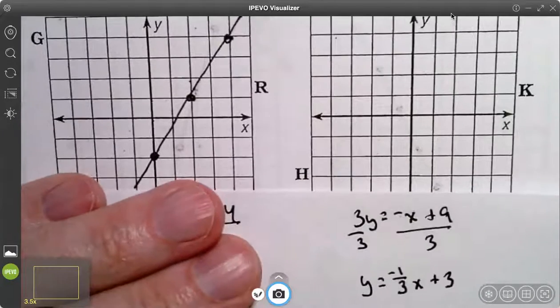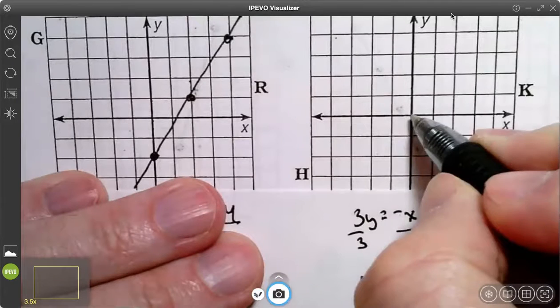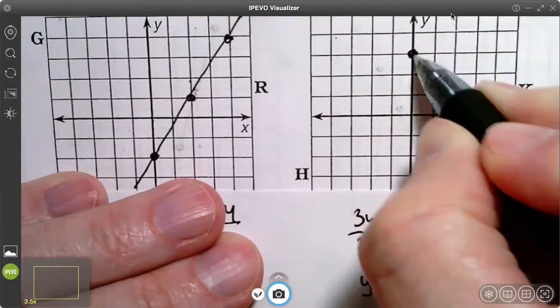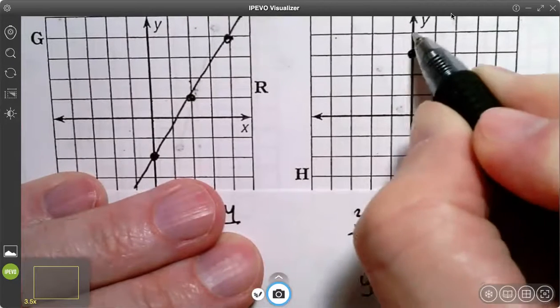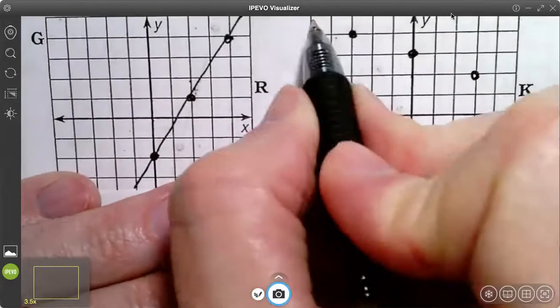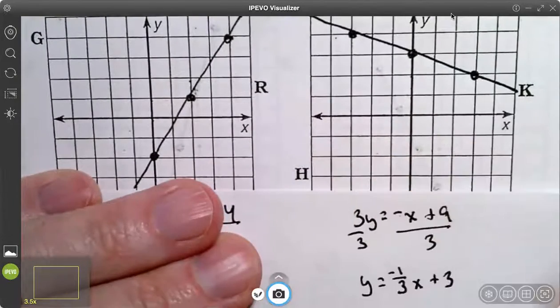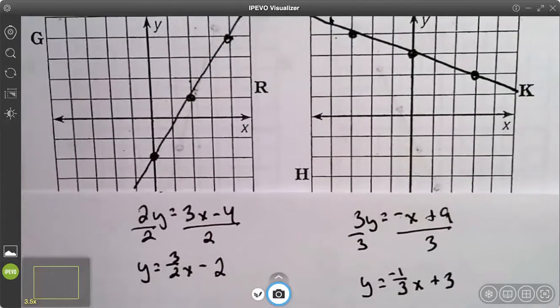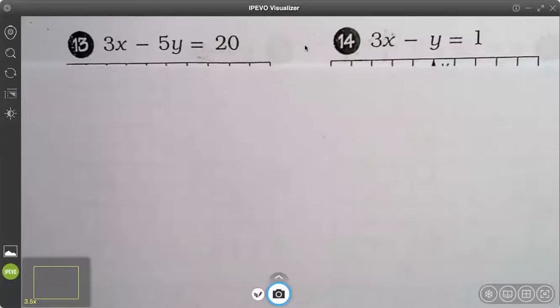So I'll graph that for you real quick. 1, 2, 3 is my y-intercept. Rise negative 1, run 3, or rise positive 1, run negative 3. There's our line. Try number 13. Just put it in slope-intercept form.